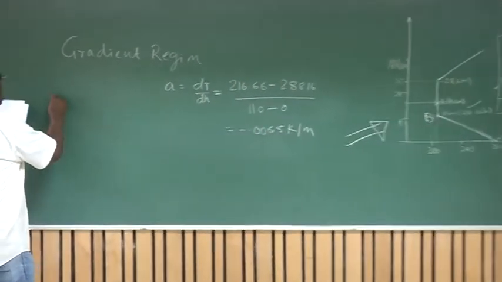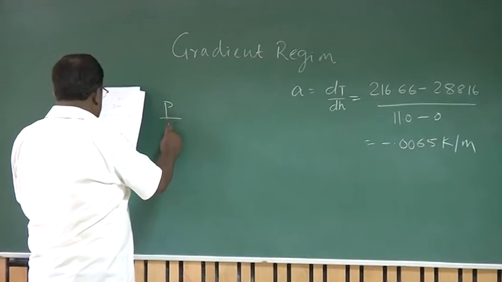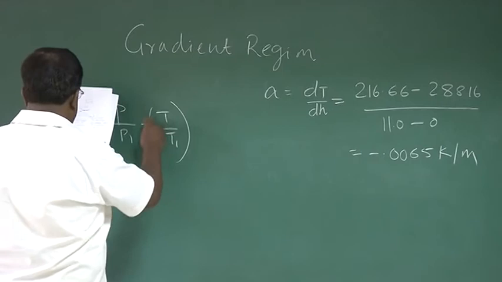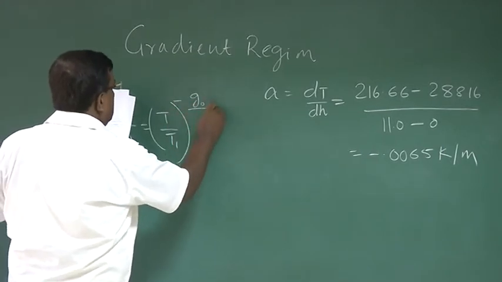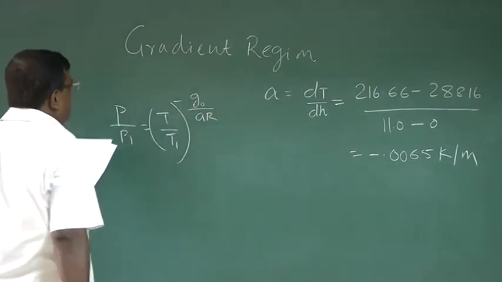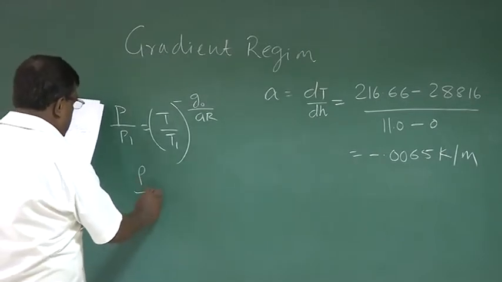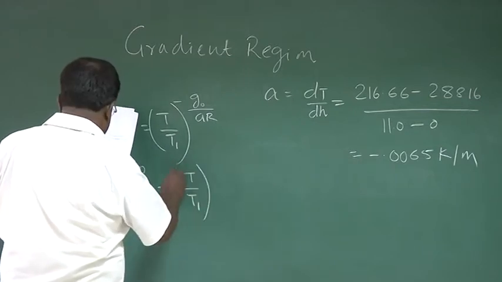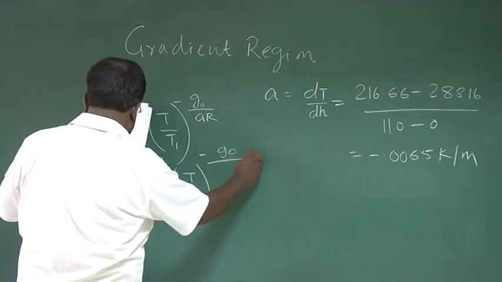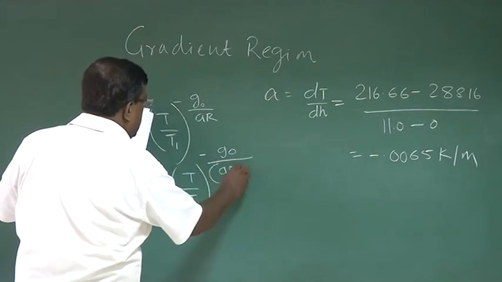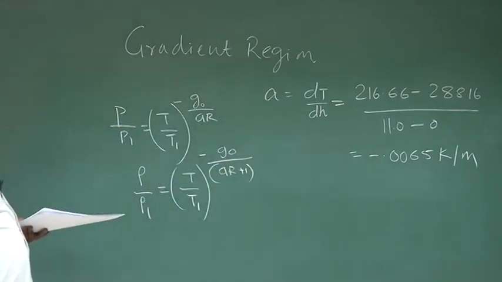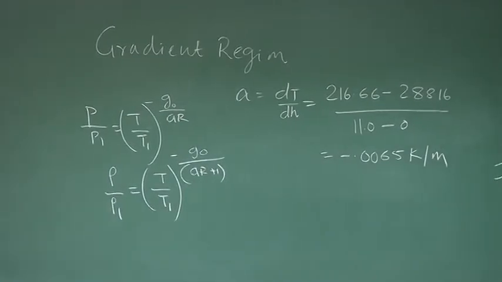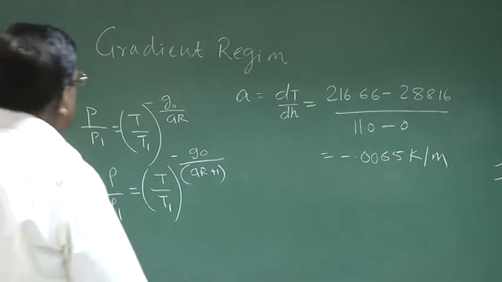Now, in the gradient region, what are the relations? If we check the notes, it is P by P1 is equal to T by T1 to the power minus G0 by AR, where R is the gas constant, and rho by rho1 is T by T1 to the power minus G0 by AR plus 1. What was G0? G0 is the sea level value of g, right? The G0 concept is used for geopotential height.